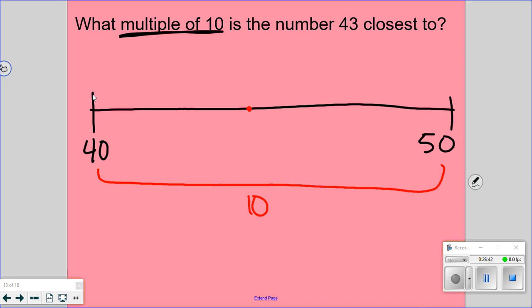What's going to be my middle number? Heidi? 45. How'd you figure that out, Heidi? Because I just went 41, 42, 43, 44, 45. Yes, she counted 5 numbers because Heidi knows if I split my 10 numbers in half, 5 on this side, 5 on that side, 45 is my middle number.